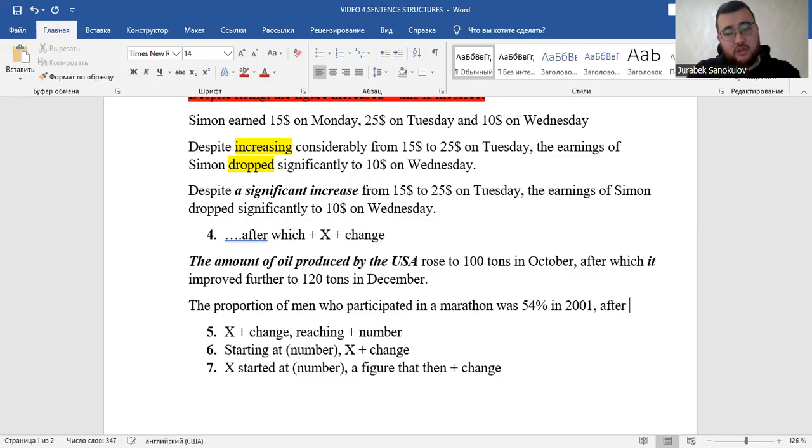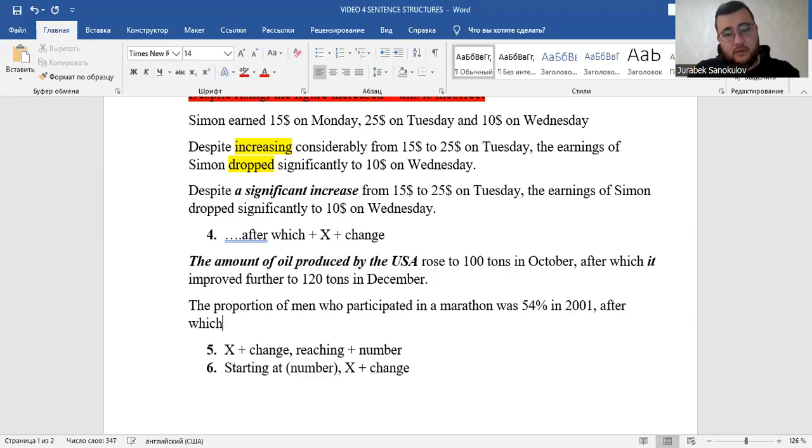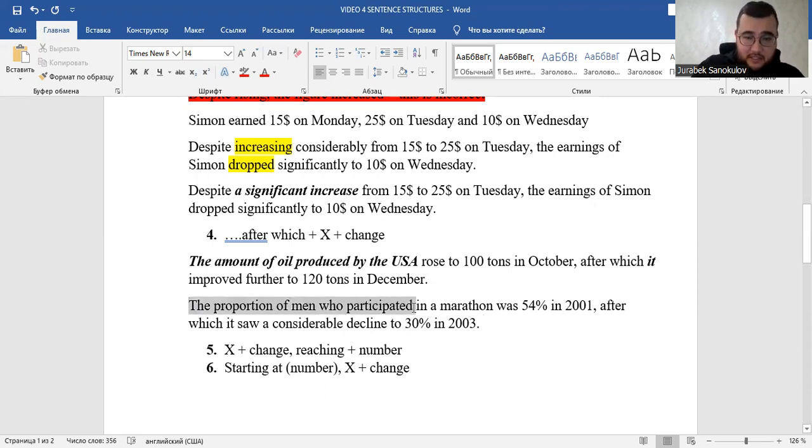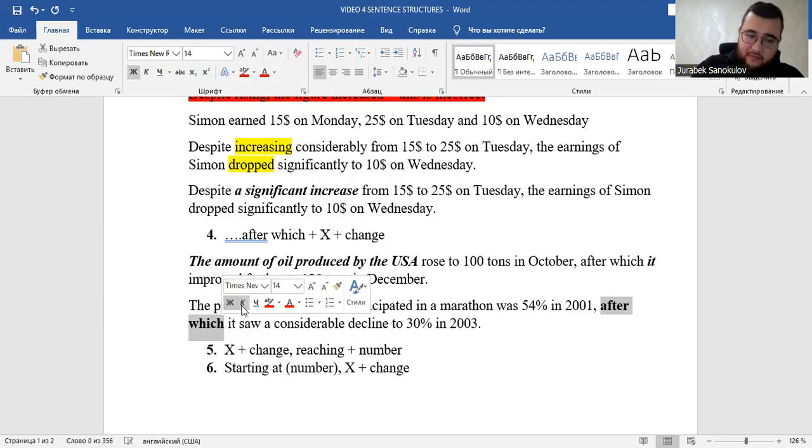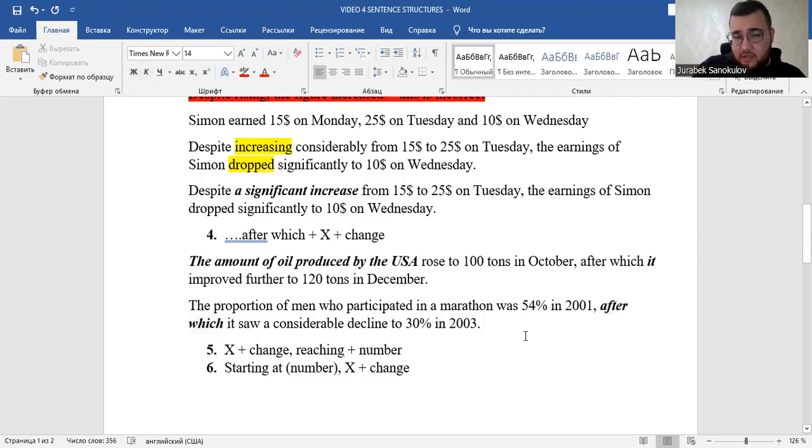After which it saw a considerable decline to 30% in 2003, let's just say. So again, I used the same sentence structure using after which. I mean, that's a very easy sentence structure in my opinion. You just pick two changes and you connect them using after which. That's how you should do it.